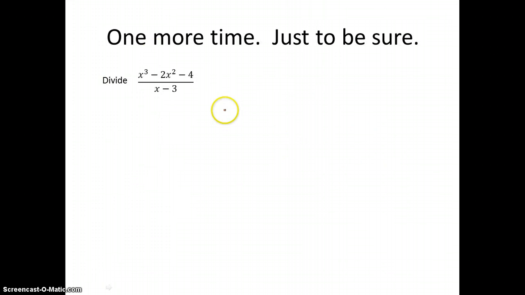So I want you to try this one on your own. So we have another division problem here that we want to do. If you want to pause the video real quick and just see if you can do this just by doing synthetic division.